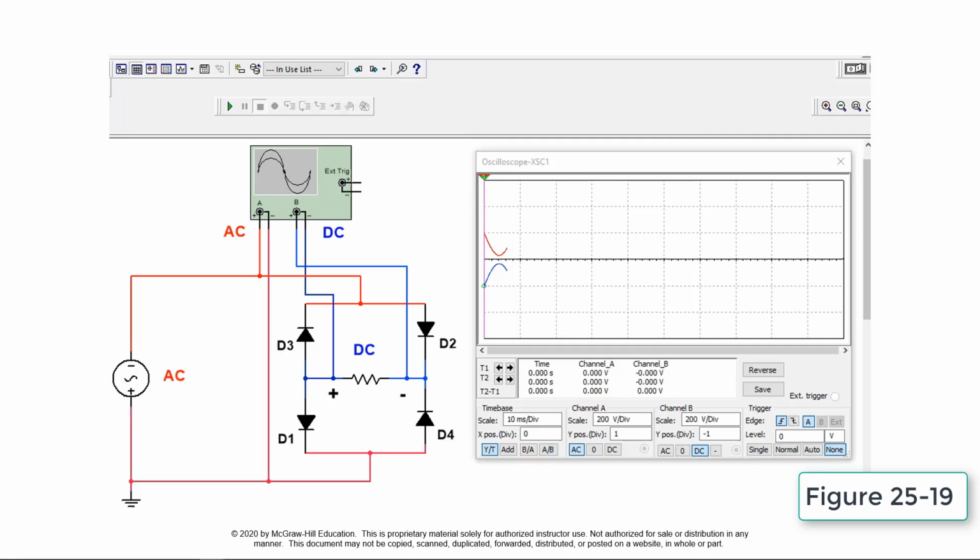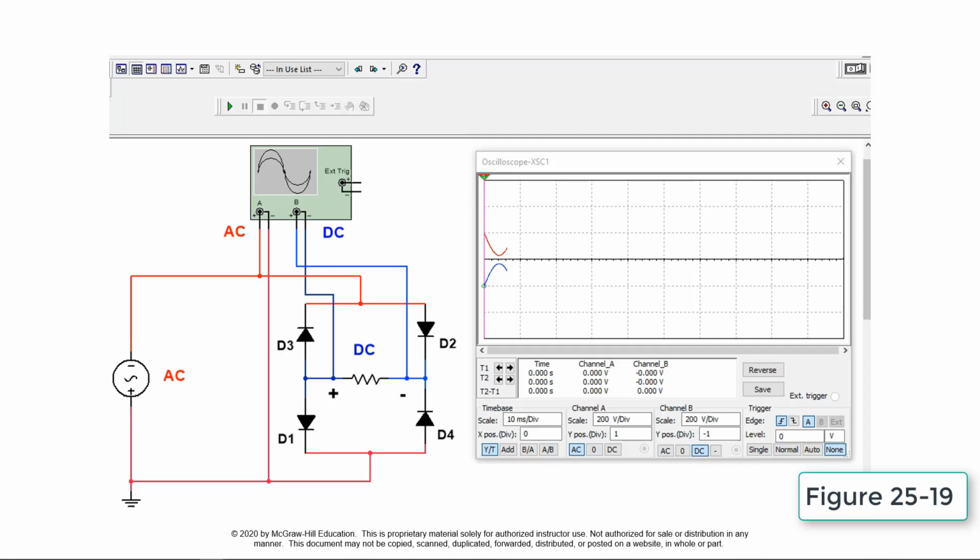During the next half cycle, the polarity of the AC line voltage reverses. As a result, diodes D3 and D4 become forward biased. Electron flow is now from the negative side of the line through D3 to the load, then through D4 and back to the other side of the line.